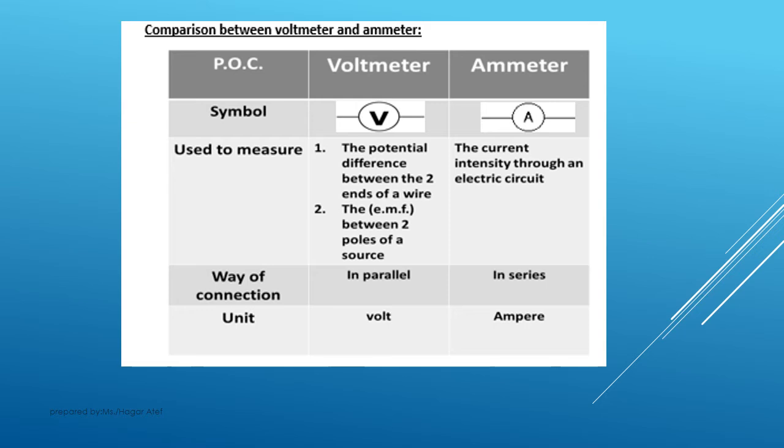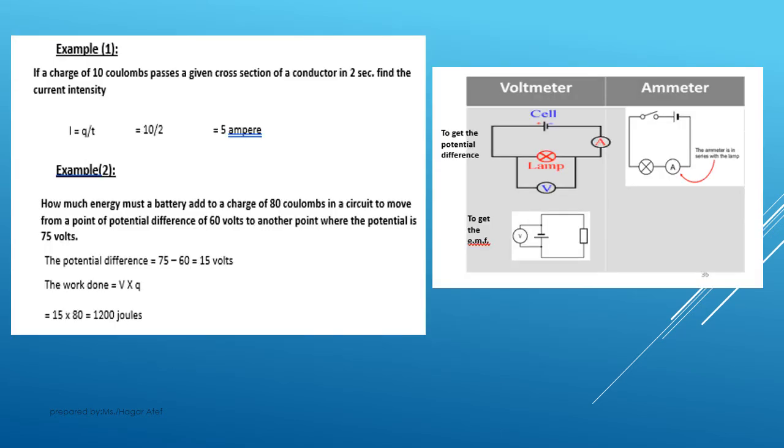Comparison between voltmeter and ammeter. Symbol: voltmeter V and ammeter A. The voltmeter is used to measure potential difference between the two ends of a wire, the electromotive force EMF between two poles of a source. But the ammeter is used to measure the current intensity through an electric circuit. Way of connection: voltmeter in parallel but ammeter in series. Unit of voltmeter is volt but ammeter is ampere.